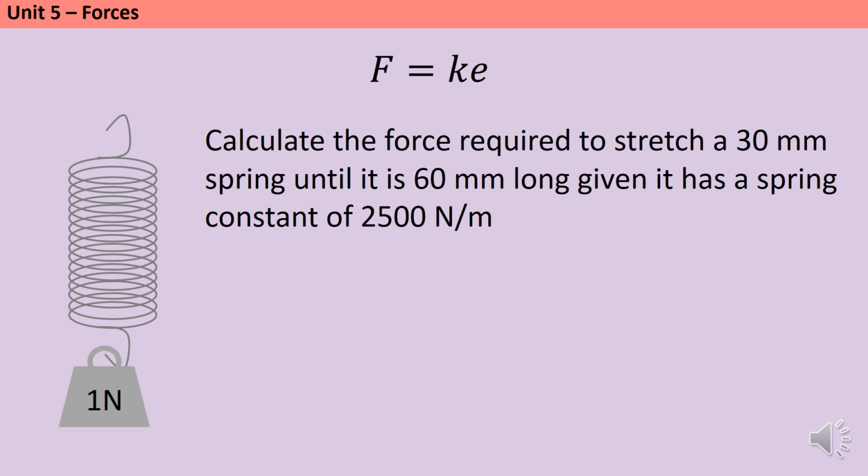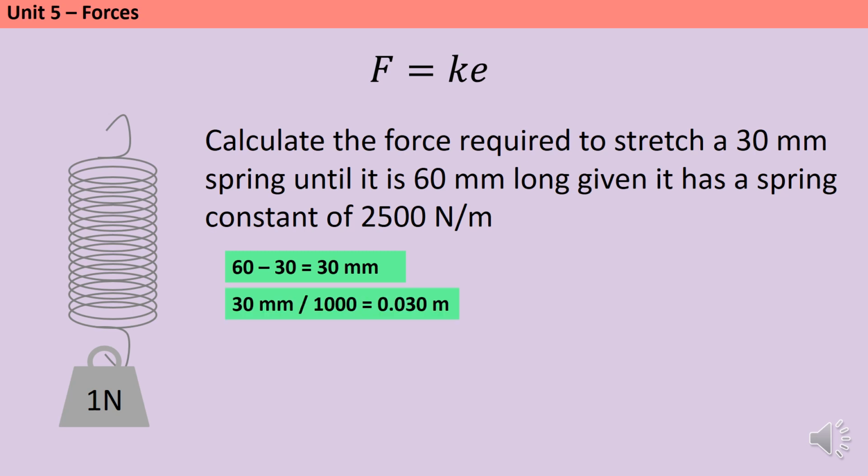Now here's one for you to have a go at. Pause the video and write down your calculation. Stretching the spring from 30mm until it's 60mm long is an extension of 30mm. Next, you should have converted that to metres by dividing by 1,000. Now we can plug that into the formula by multiplying it by 2,500 to get a final answer of 75 newtons.